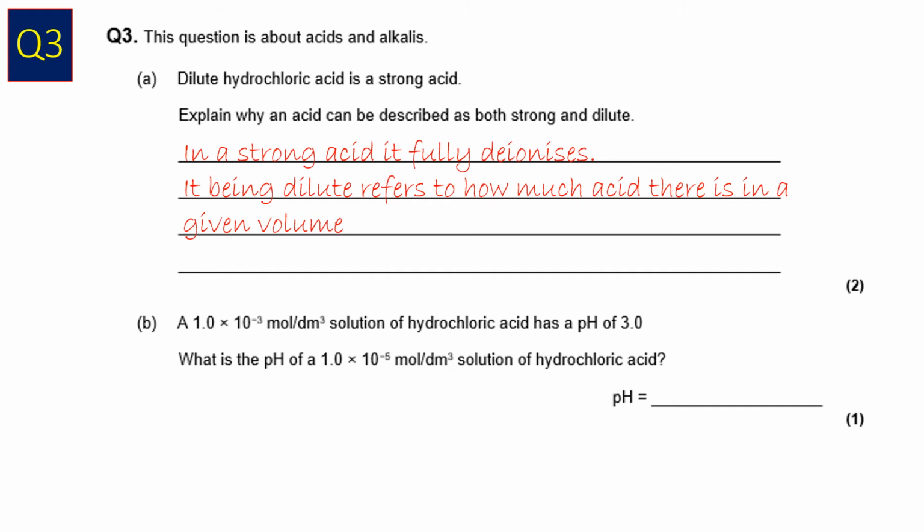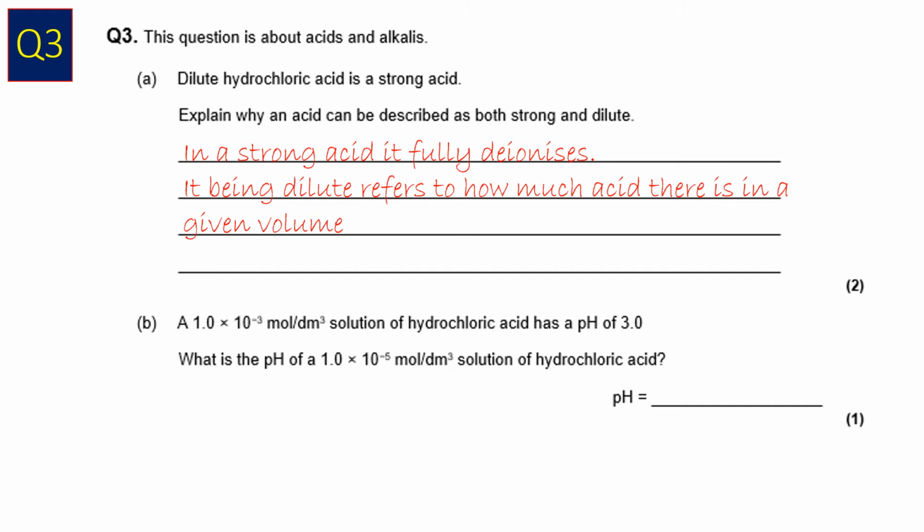That's what we record with pH, that measurement of hydrogen ions. If it's dilute, it refers to how much acid there is in a given volume. So if you think about squash, you dilute that. If it's concentrated, there is lots of squash compound there. If it's dilute, there's less. So hydrochloric acid can be both a strong acid, which happens to be dilute because it fully ionizes and there is not as much acid in it in a given volume.